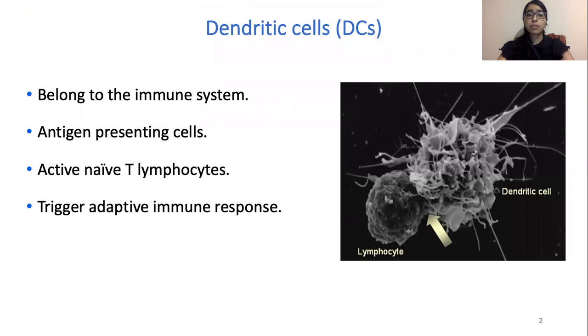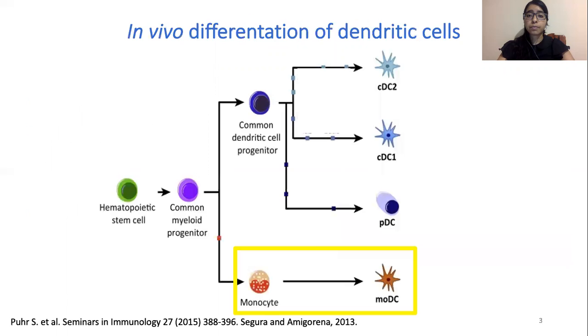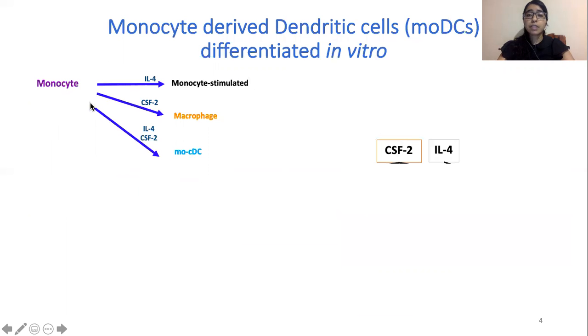Dendritic cells belong to the immune system. They are antigen-presenting cells, and once they are mature, they can activate naive T lymphocytes, and in this way trigger adaptive immune response. Dendritic cells can be obtained from the hematopoietic stem cell and also can be differentiated from the monocyte. And this differentiation can be replicated in the laboratory.